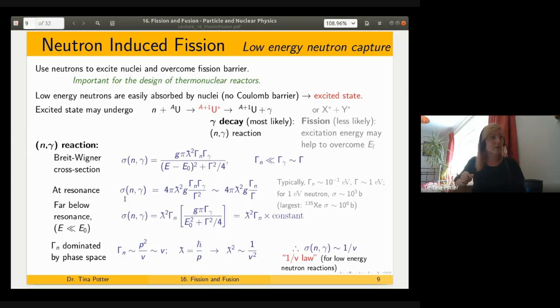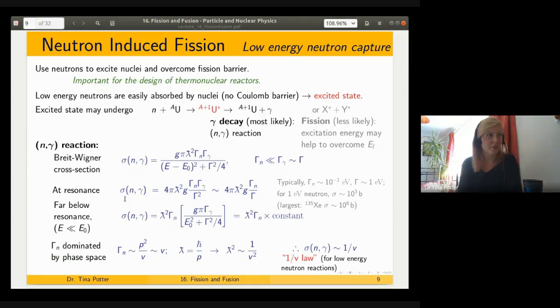But we can help that along. We can use neutrons to create excited states that will overcome the fission barrier. And this is going to be important, you'll see, for the design of nuclear reactors.